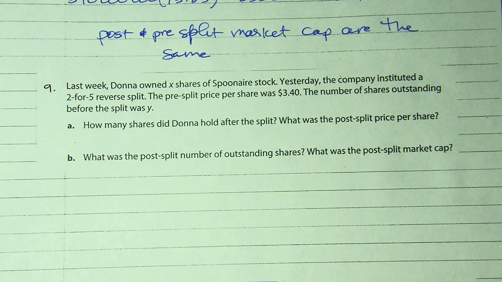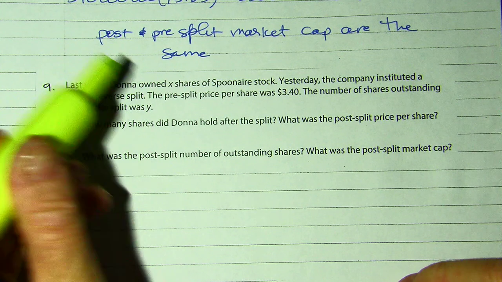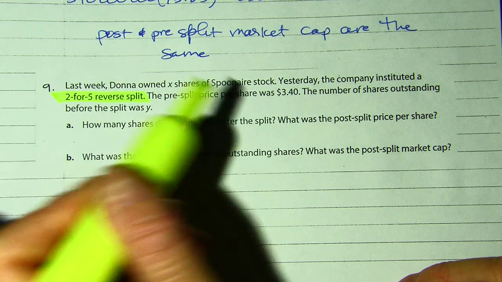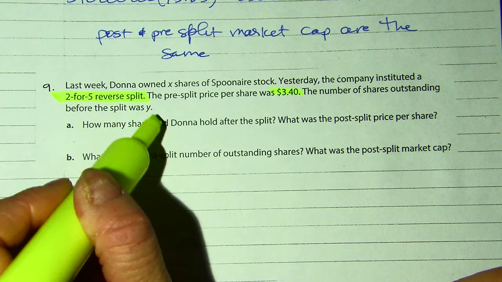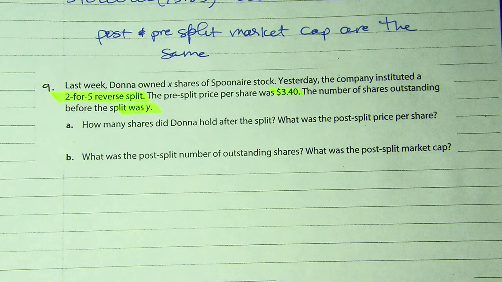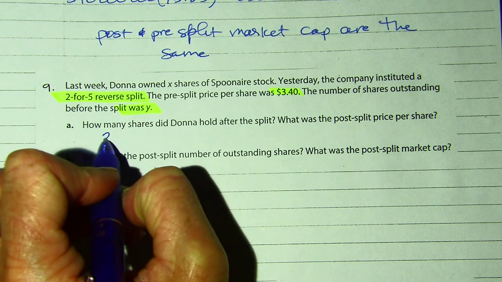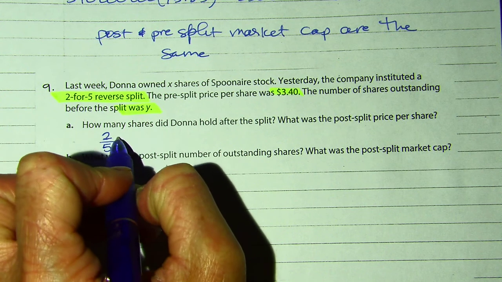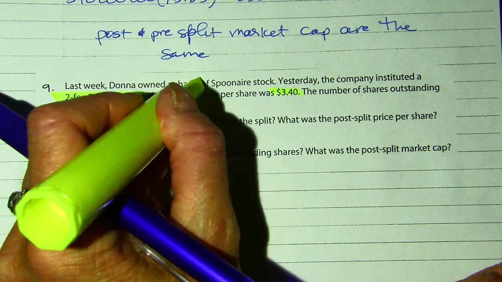Number 9. This is a reverse split. So part A, this is a 2-for-5 reverse split. The pre-split price was $3.40. The number of shares outstanding was Y. How many shares did Donna hold after the split? Well, it was a 2-for-5 times the number of shares that she owned. So that is that first part.